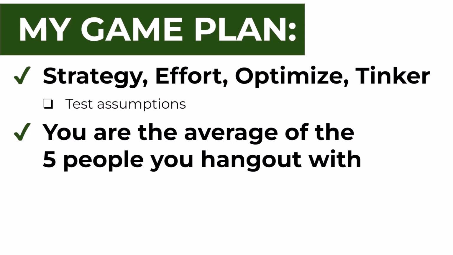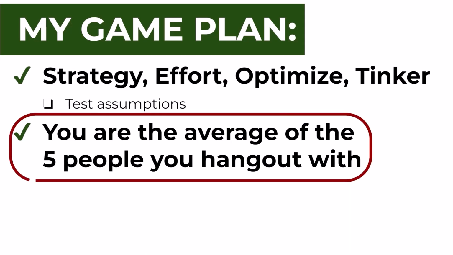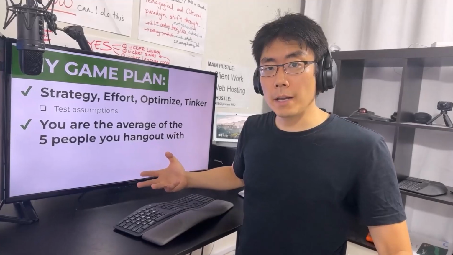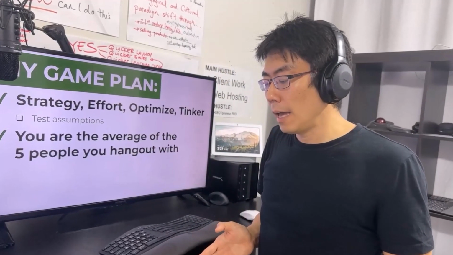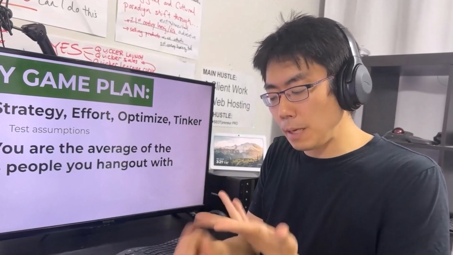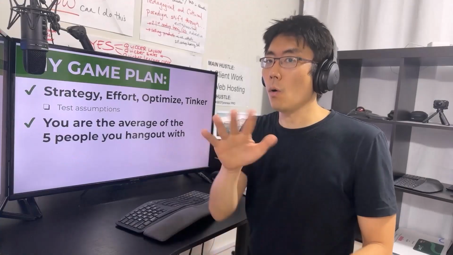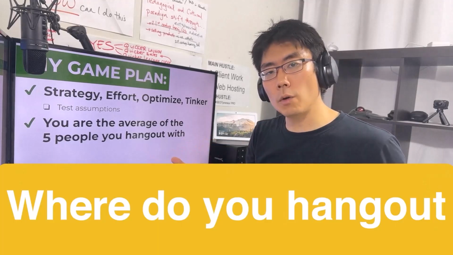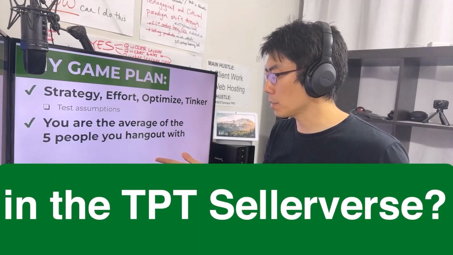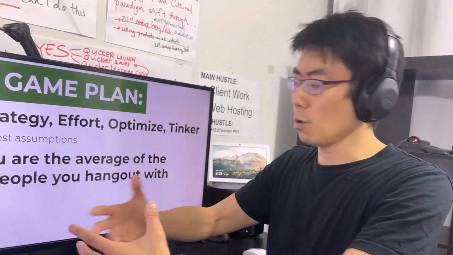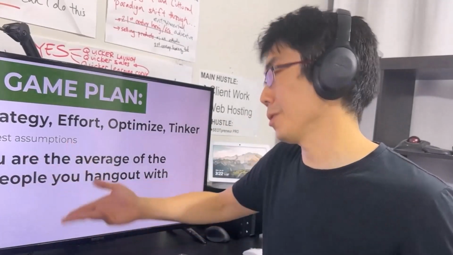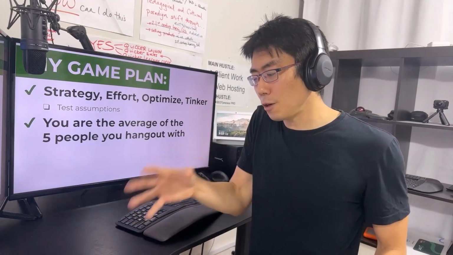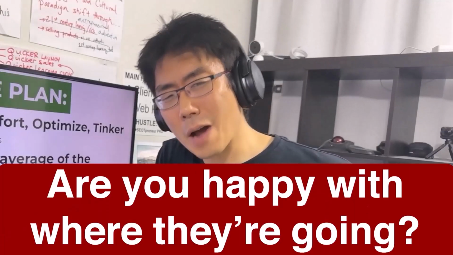I like this idea, like you are the average of the 5 people you spend the most time with, right? So if you pause this video and you list off the 5 people you hang out with the most, or you think about the 5 TPT sellers that you hang out with the most, or you get information from the most. It can be like actual meeting or virtual meeting or Facebook groups or forums or whatever. Are the 5 people that you hang out with, if you're the average of them, are you happy with where they're going?